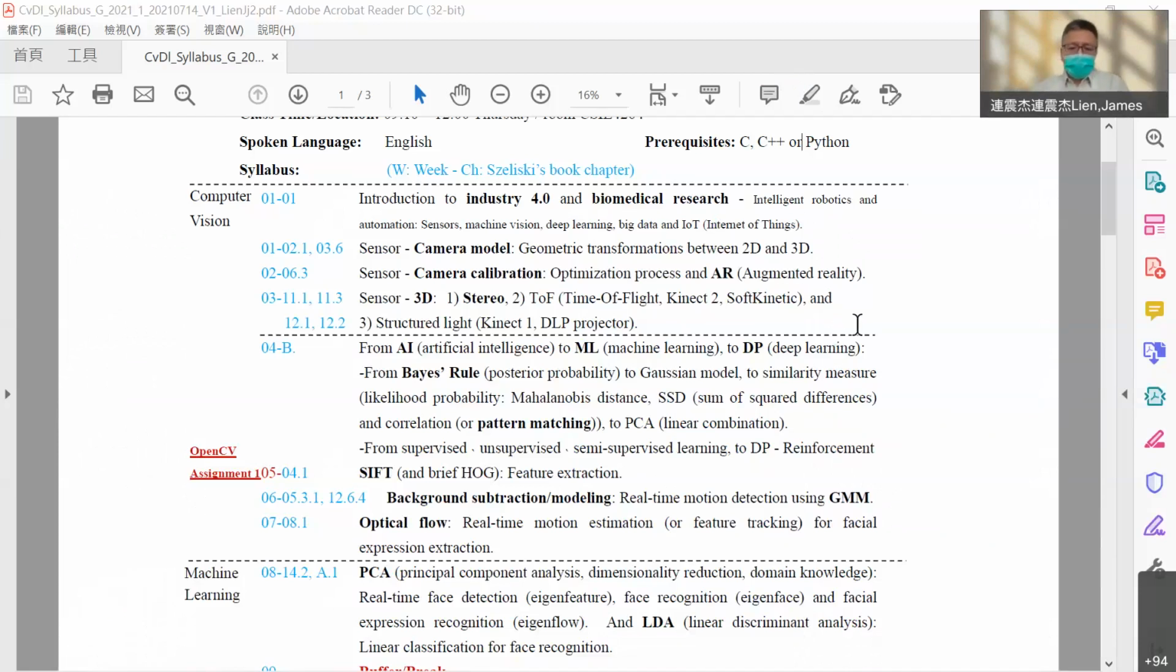We'll start our lecture. Today we will finish the camera model and start to talk about camera calibration. For the camera calibration, I want to teach you two parts. One is the optimization process. The second is the AR, augmented reality.